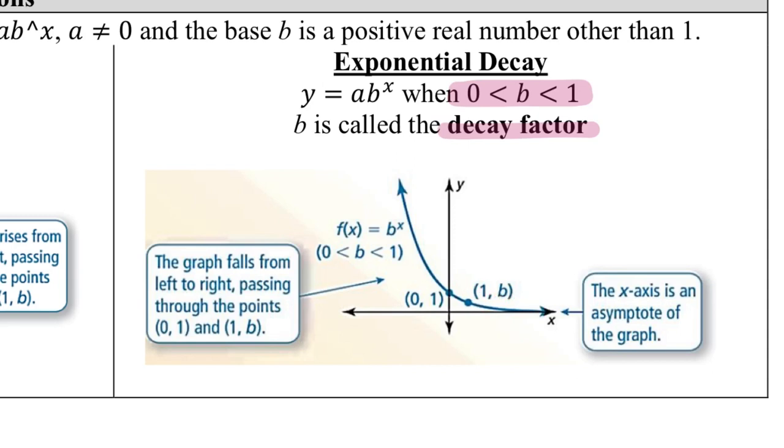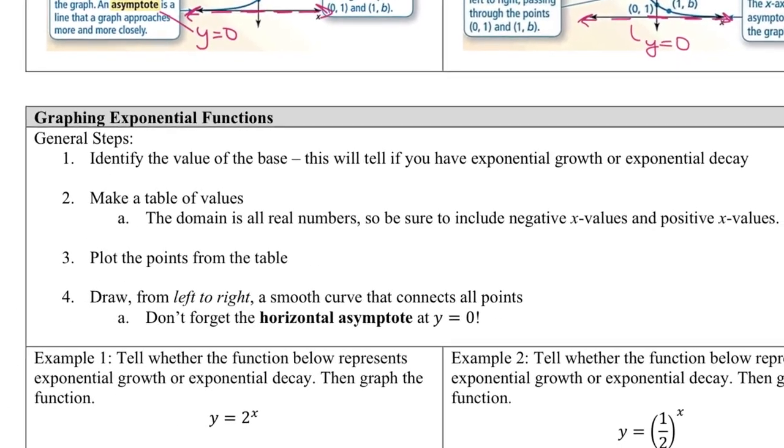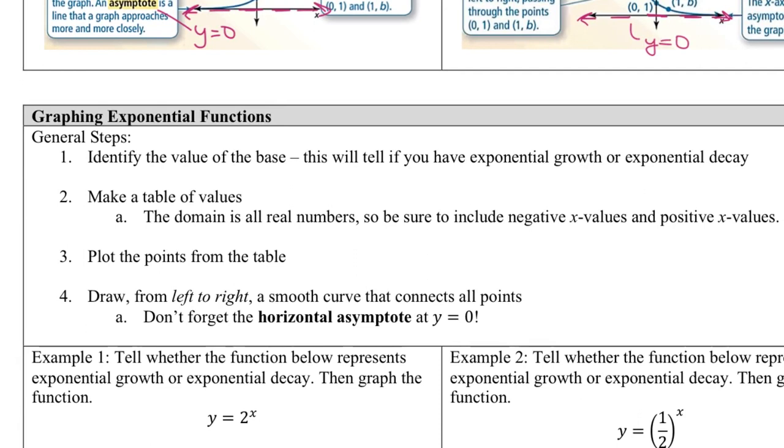Just like the exponential growth function, this also has an asymptote at y equals 0, which means the exponential decay function will never reach negative y values either. So let's talk about graphing these exponential functions. There's a few steps. First, identify the value of the base. This will tell you if you have exponential growth or decay, so if you are increasing from left to right or decreasing from left to right.